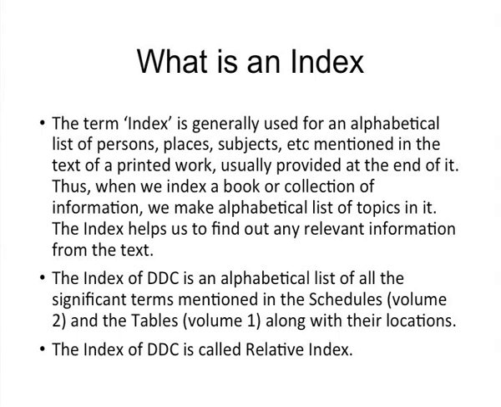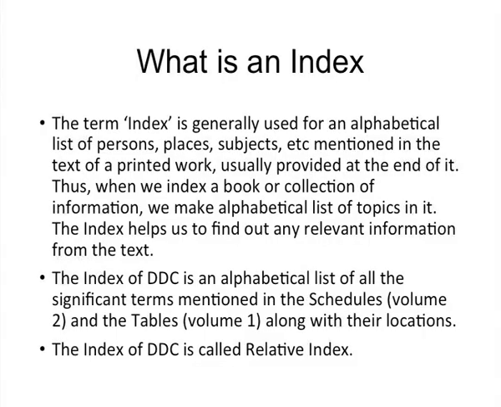Before discussing the relative index in detail, let us understand what is meant by the term index. Index is normally used for an alphabetical list of persons, places, subjects, etc., which are mentioned in the text of a printed work such as a book. It is usually provided at the end of the book. Thus, when we include an index for a book or for any collection of information, we make an alphabetical list of topics discussed in it. The index helps the user find relevant information in the text.